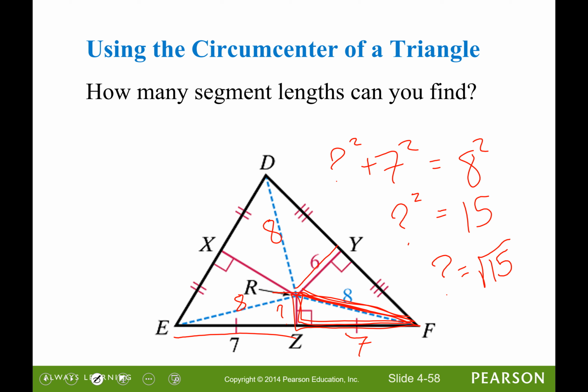We could approximate it though. If we do the square root of 15, it's approximately 3.87. Okay, that makes sense. This one's 6, this is 3.87. So you could do that to find more segment lengths. You have lots of right triangles in there, so you might even be able to find all of them. But the point of using the circumcenter was to recognize that all 3 of those blue dashed lines are 8 linear units.